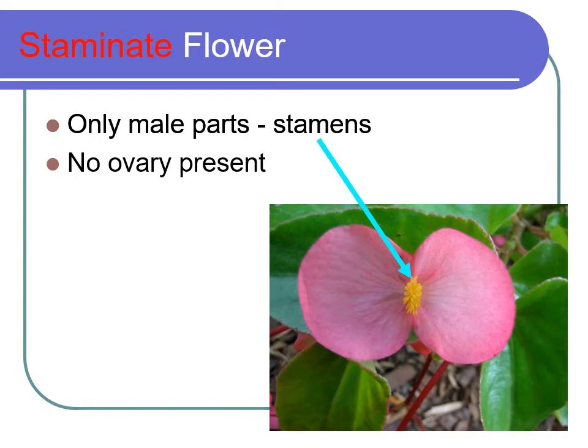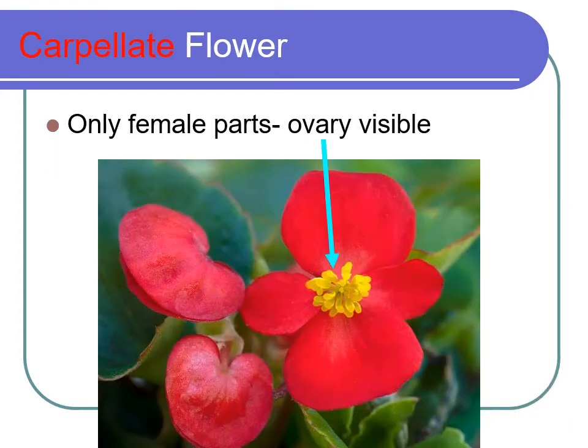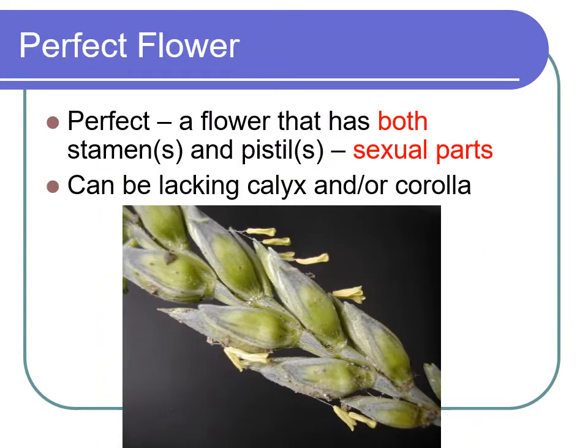So in this case, we call this a staminate flower because of the gender. Begonias are a good example of plants that have both male and female. So that's a staminate flower, and if it was a female, it would be a carpellate flower. So only female parts.